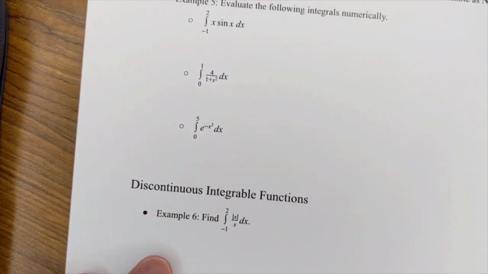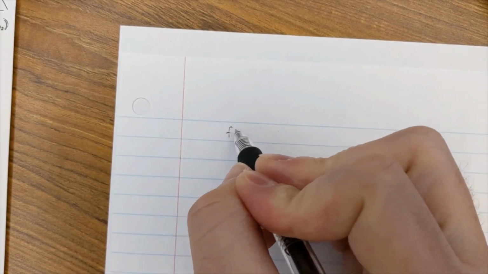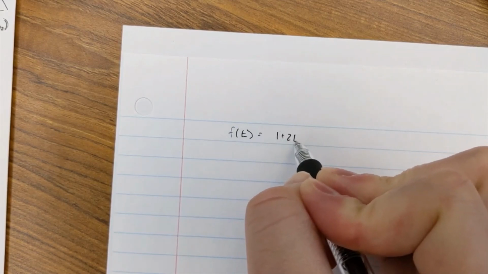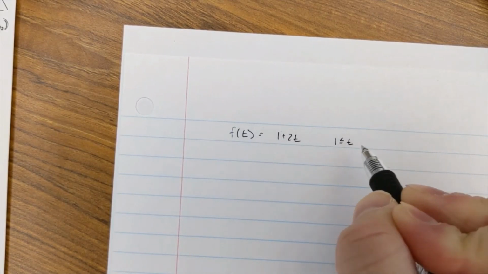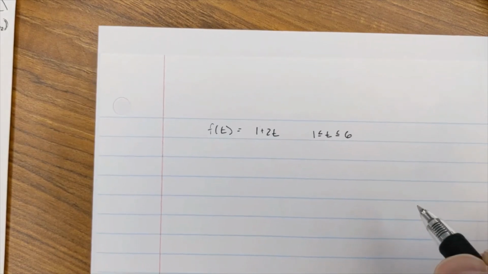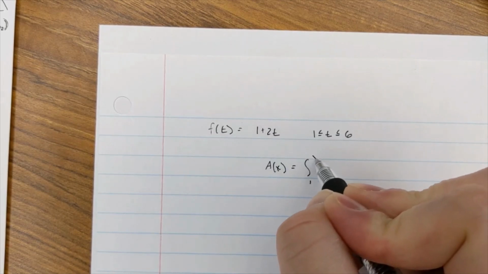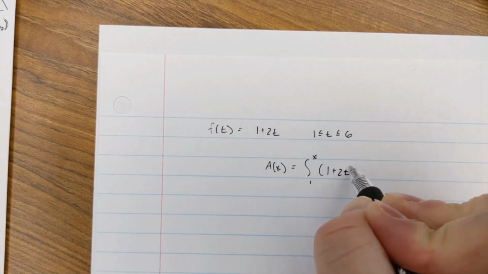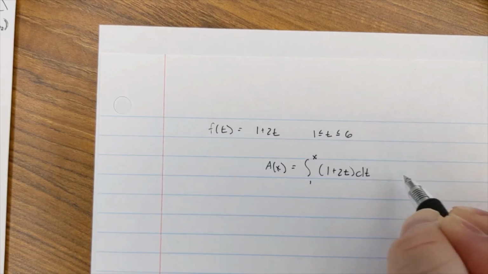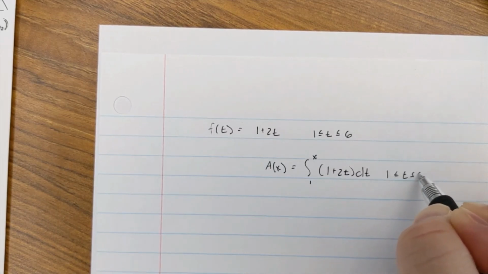So example 4. Sorry for this goofy looking part of the notes, but I definitely did the example wrong the first time I did it. After looking at it, I realized my mistake. So let's try this again. Example 4 gives us: let f of t equal 1 plus 2t for 1 less than or equal to t less than or equal to 6, and it asks us to write an accumulator function, A of x, equals the integral from 1 to x of 1 plus 2t dt, 1 less than or equal to t less than or equal to 6.